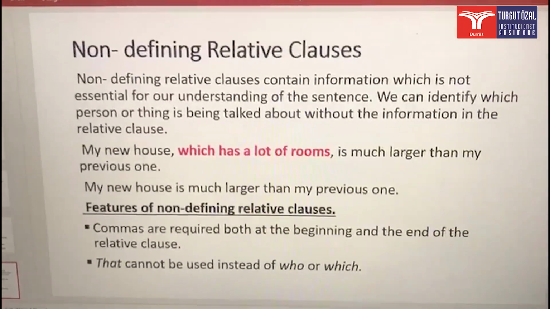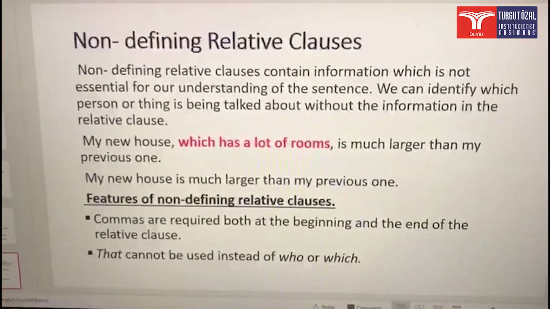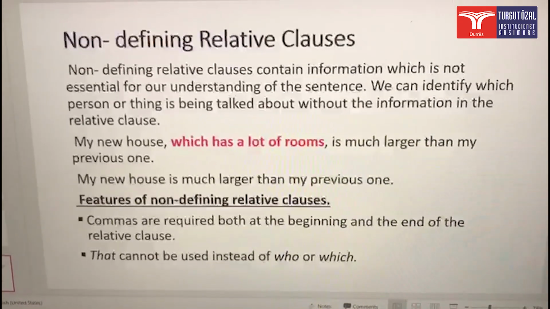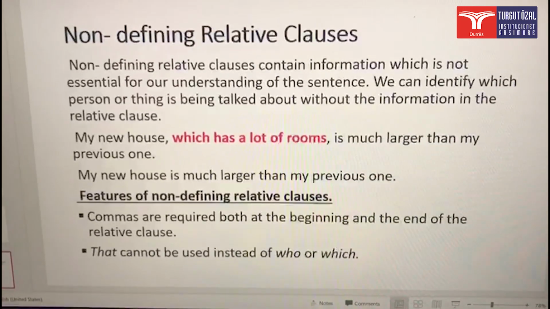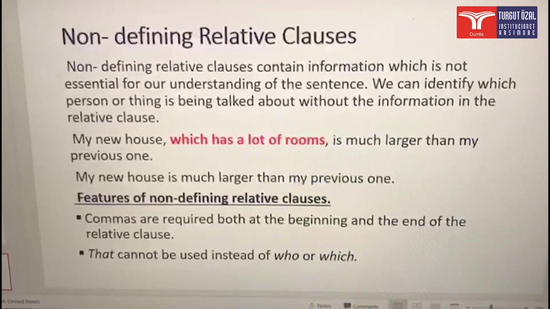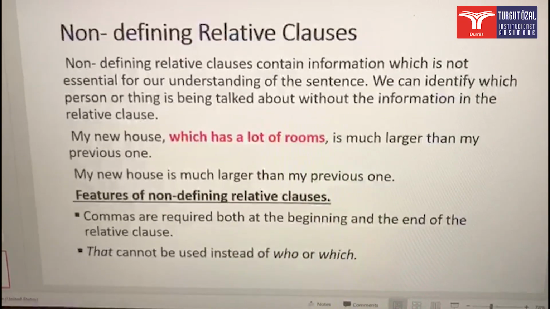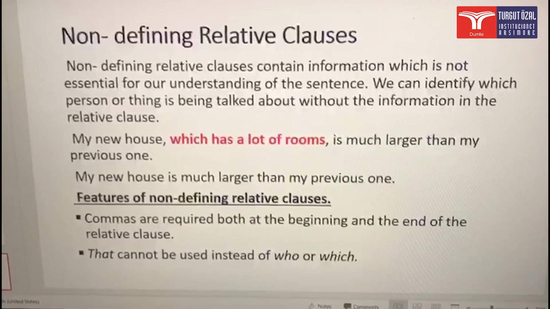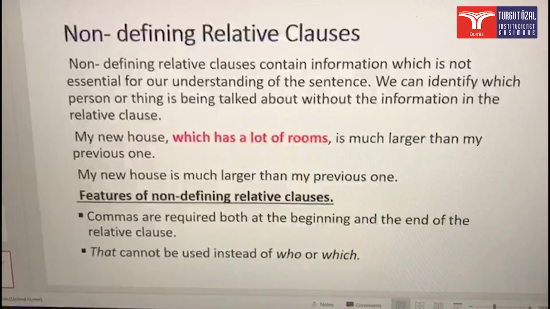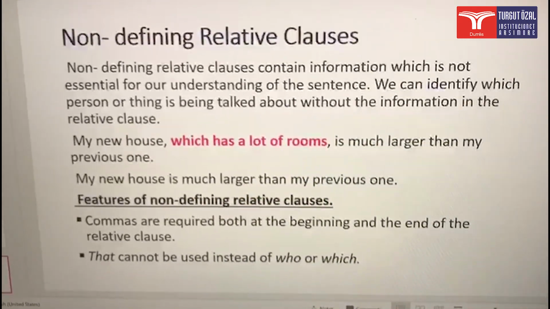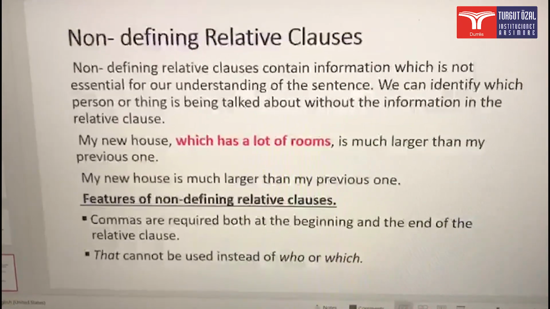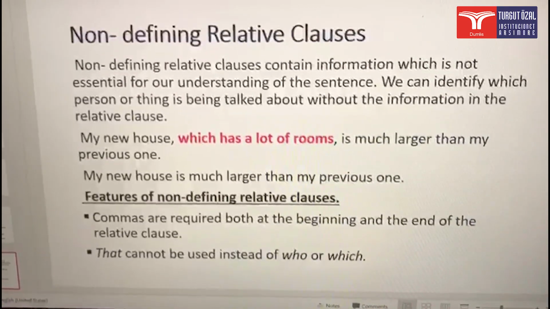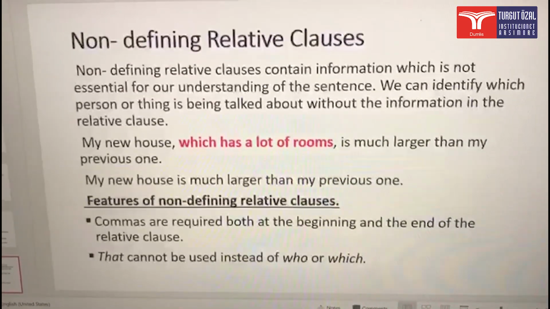Non-defining relative clauses. Non-defining relative clauses contain information which is not essential for our understanding of the sentence. We can identify which person or thing is being talked about without the information in the relative clause. My new house, which has a lot of rooms, is much larger than my previous one. So, which has a lot of rooms is extra information. My new house is much larger than my previous one.